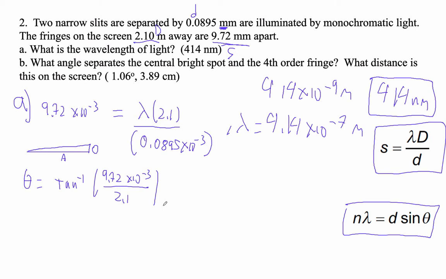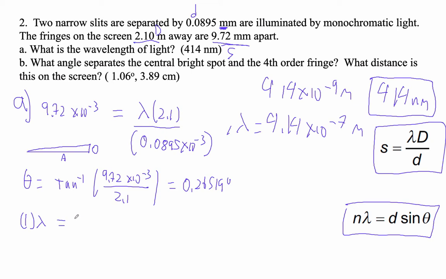So that is inverse tan of 9.72 times 10 to the minus third, divided by 2.1. This is the way we should be doing it, right? And that ends up being 0.26519 degrees. And then you can use this: n lambda. So we're going to go 1 times lambda because we're talking about how far apart one dot is from the next. If it was 2 dots away, we would put a 2 there, but it's 1 dot away.